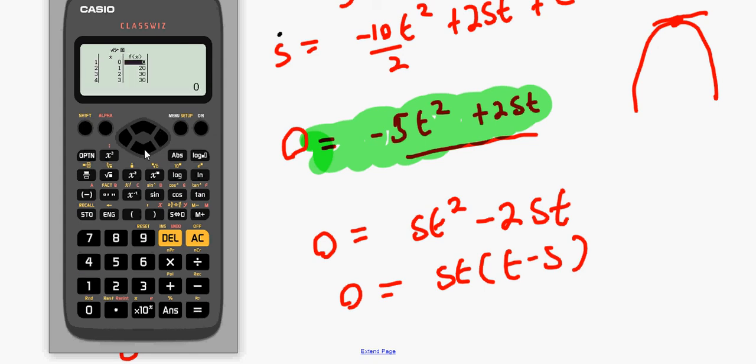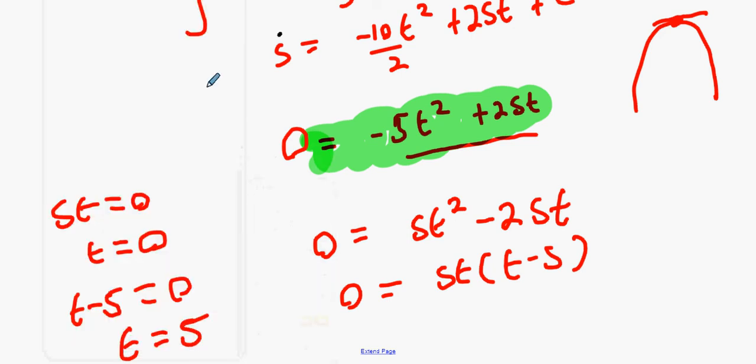0, 0, 120, 230, 330. So you notice that your maximum occurs in between 2 and 3. That was our 2.5 from earlier, wasn't it? And when does it hit 0 again? After 5 seconds. So that's proved your answer. Is that alright? Alright, let's move on.